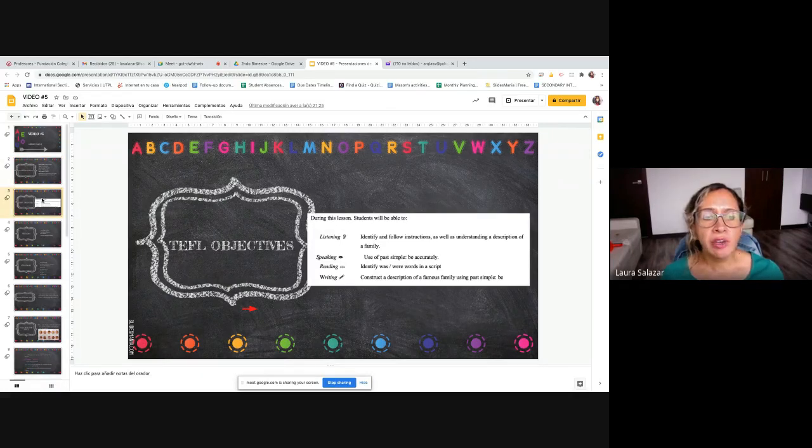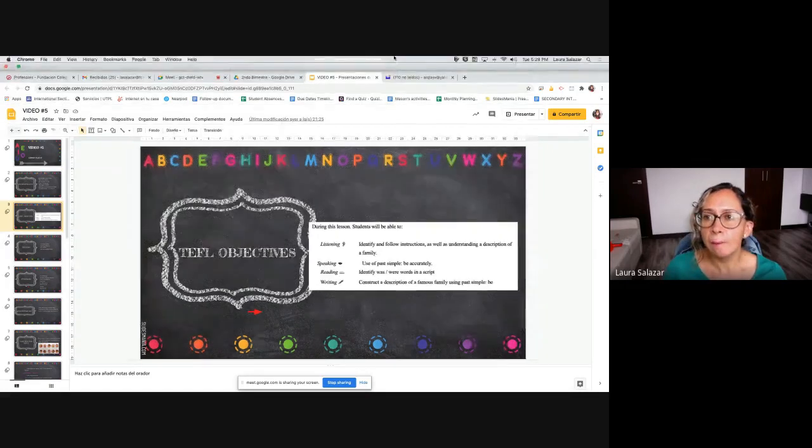For the TEFL objectives, during these lessons students will be able to, for listening, identify and follow instructions as well as understanding a description of a family. For speaking, use past simple be accurately. For reading, identify was, were words in a script. And for writing, construct the description of a famous family using past simple be.